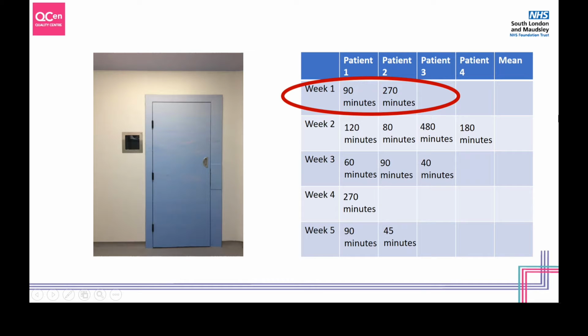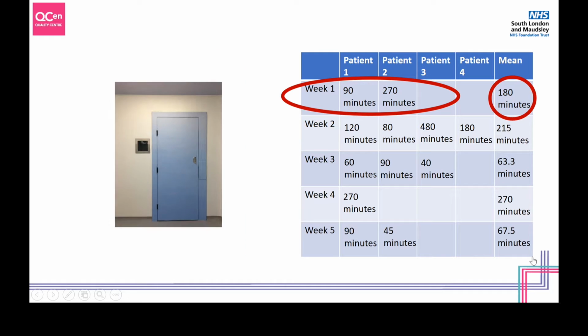Using an XbarS chart, you can track the mean number of minutes each subgroup of patients spends in seclusion each week. This will allow you to test out change ideas and see whether they make an impact on reducing the average length of time spent in seclusion.